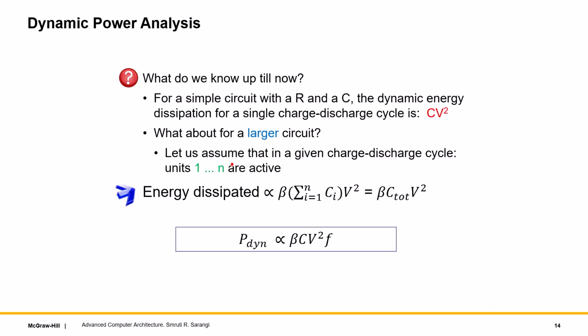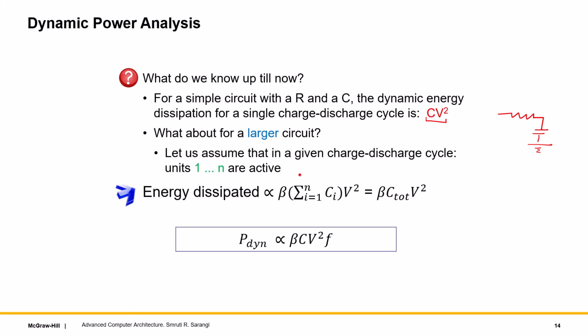So what do we know up till now? What we know is that any circuit comprising transistors can be broken down or converted to an equivalent circuit, which is an RC circuit with some voltage sources and some current sources. Broadly speaking, the energy that is spent in a charge discharge cycle is CV square. However, this holds for a single simple RC kind of network. What about for a larger circuit? So in a larger circuit, we'll have many of these RC networks. Of course, I'm trying to simplify it.